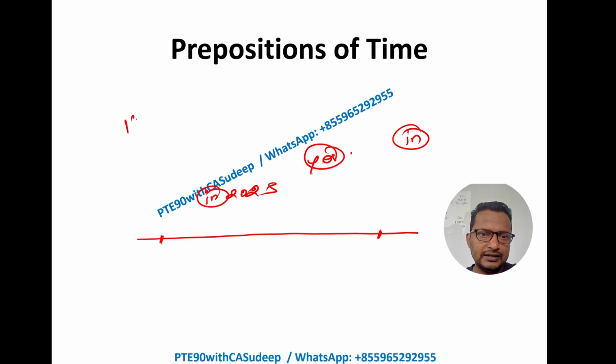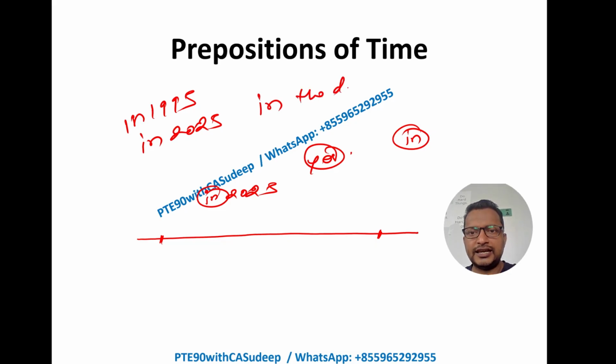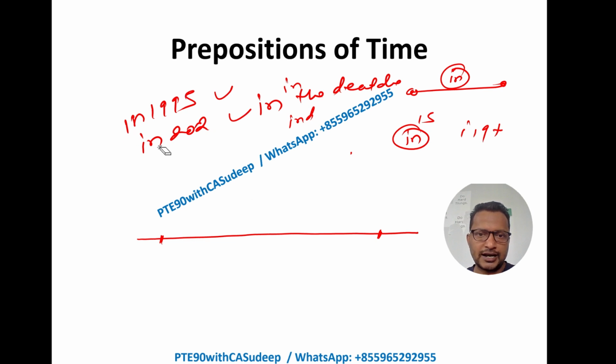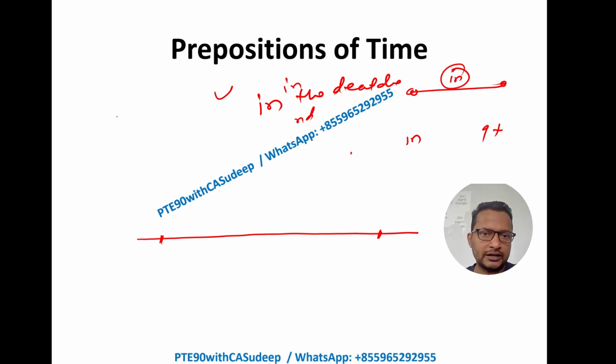Let's say in 1995, in 2025, in the decade. The decade is also considered a long period. So if you are referring to a long period of time, put in in front of that, like in 1995, in 2025, in decade, in century, in 15th century, in 19th century, like that, right? So if we are referring to a year, or the year is considered a long period, put in, right? Then seasons, like in rainy season, in monsoon, in fall. All these are also considered long periods of time.